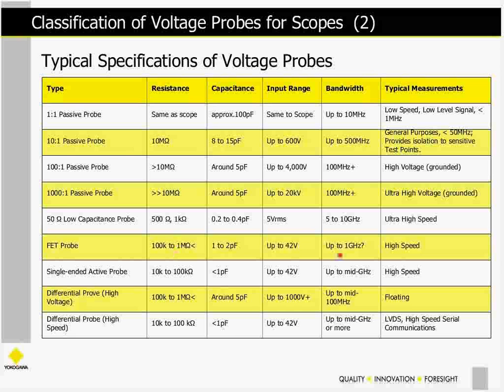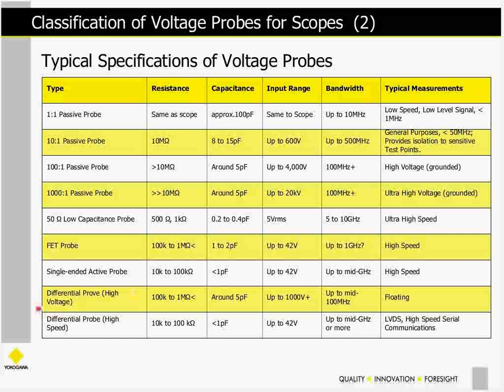Typically, its frequency range is around to 1 gigahertz. If I take that same design and I put a BJT, bipolar junction transistor, that's very often called an active probe. And that extends the frequency range up even higher. And then we get into differential probes. That's a probe with 2 leads in it.